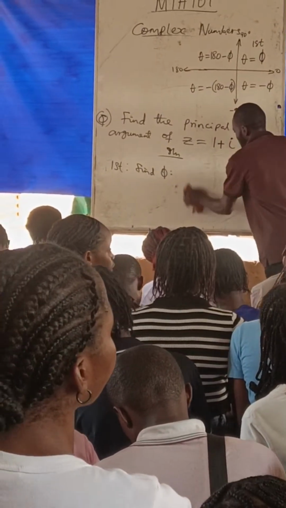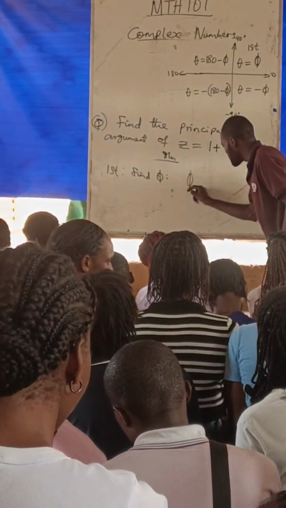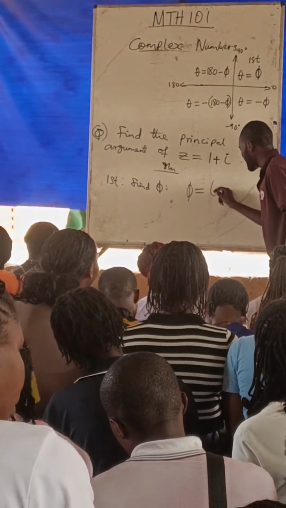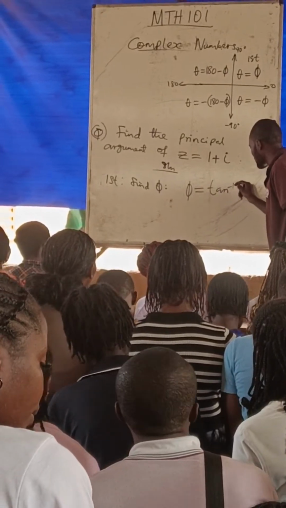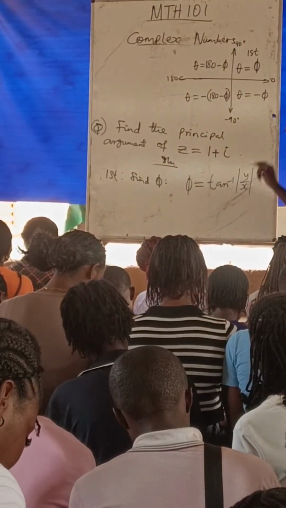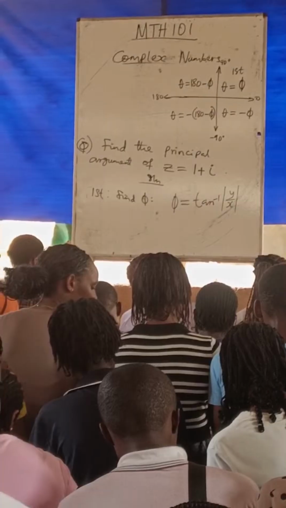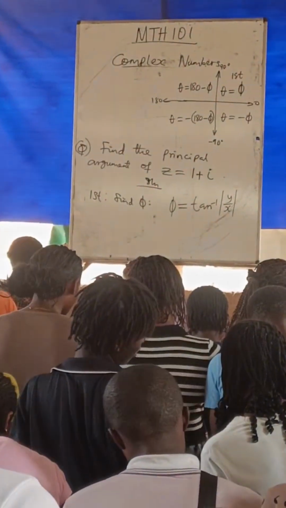If I want to get this, there is a formula. Look at the formula for getting the key. If you want to get the key, it is tan inverse of the modulus of y over x. The formula.